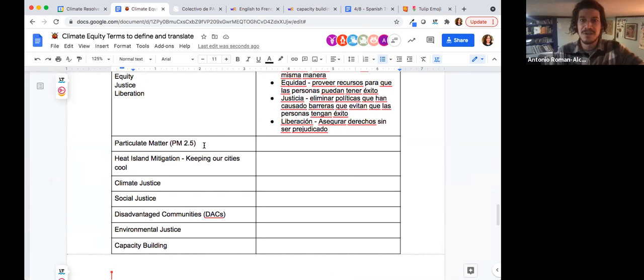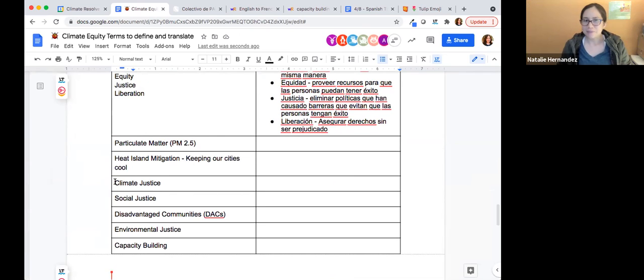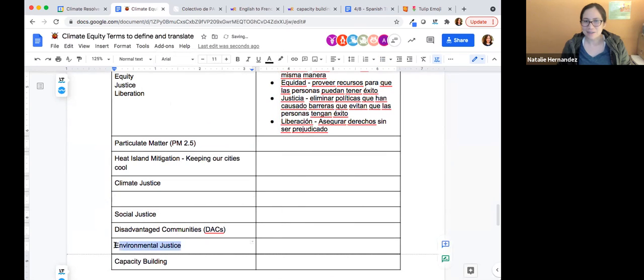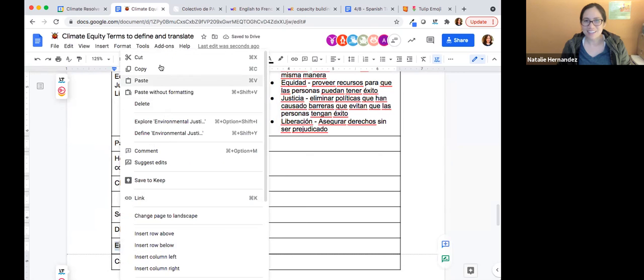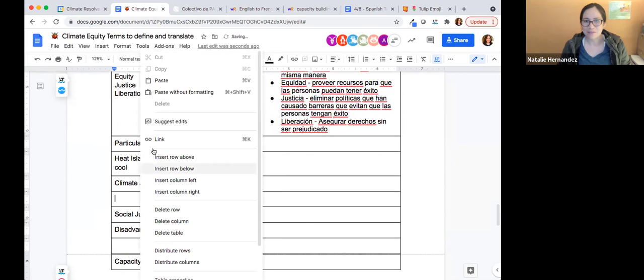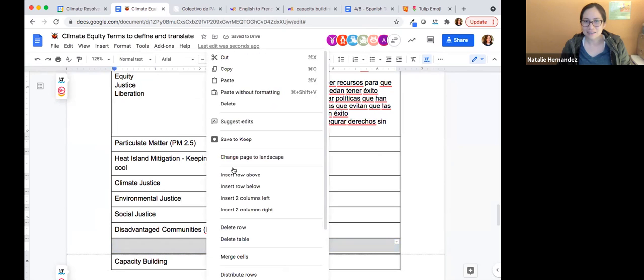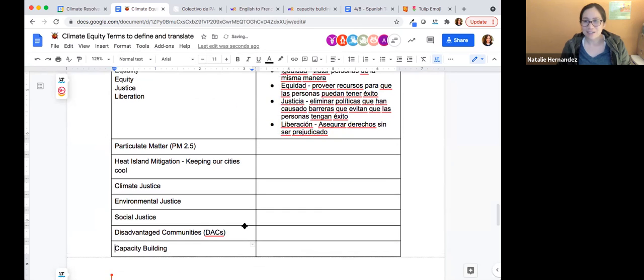Well, let's try a few of them. Maybe let's try climate justice, social justice, environmental justice. How's that? And I just want to say, this is a huge interest of mine, and an outcome of the PACE program that I want to see is a collective glossary that we develop and can share on our resource library.